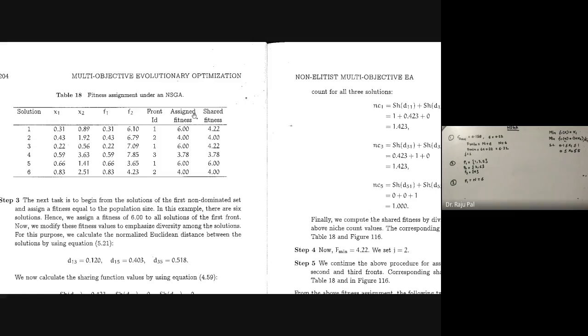You can see in the table, solution number 1 is assigned fitness value 6, then solution number 3 is also assigned 6, and solution number 5 is also assigned a 6 value. These are the assigned fitness values based on the solution count.